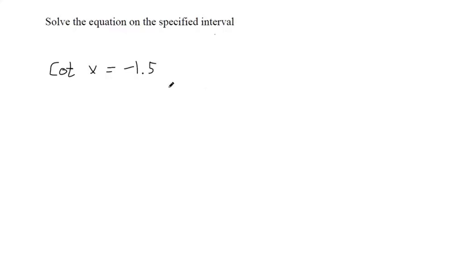Oops, sorry, I forgot the interval. We're supposed to do 0 to 2 pi. So x is somewhere between these, because otherwise there's an infinite amount of answers that could potentially work to solve this equation. So let's see, this is negative 1.5.